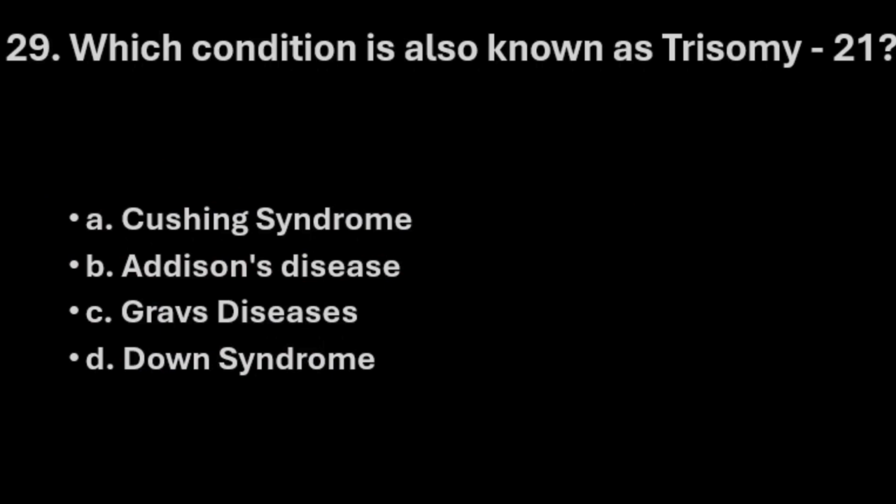Next question. Which condition is also known as trisomy 21? Option A, Cushing syndrome. Option B, Addison's disease. Option C, Graves' disease. Option D, Down syndrome. Let us see the right answer. The right answer is option D, Down syndrome.